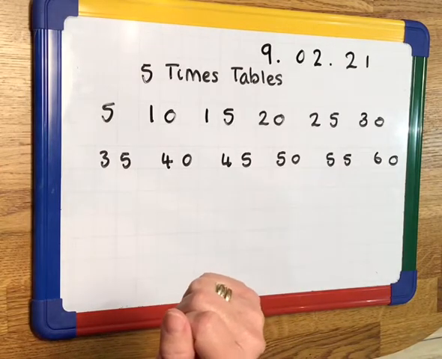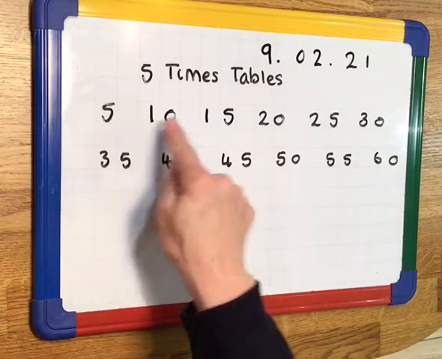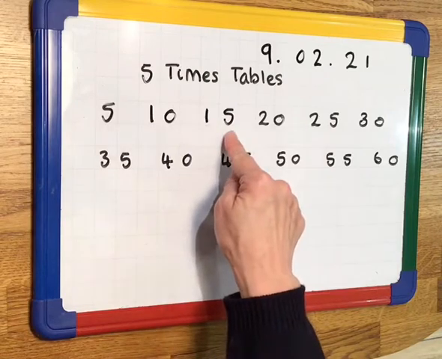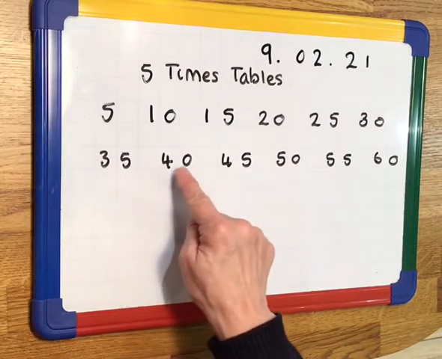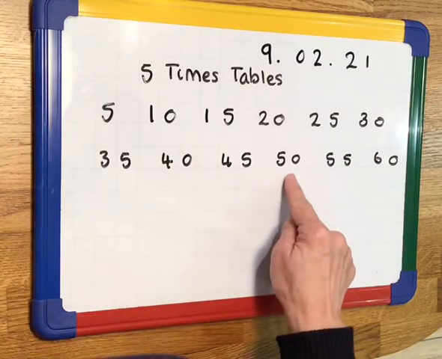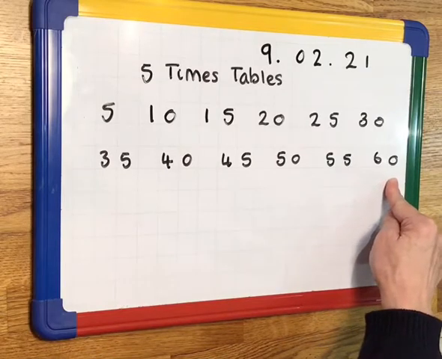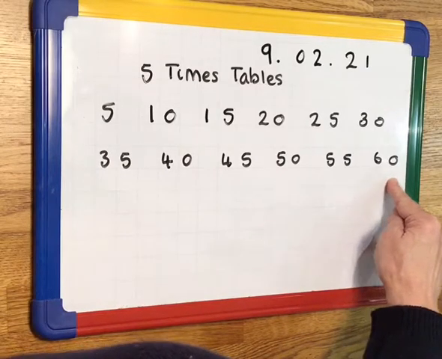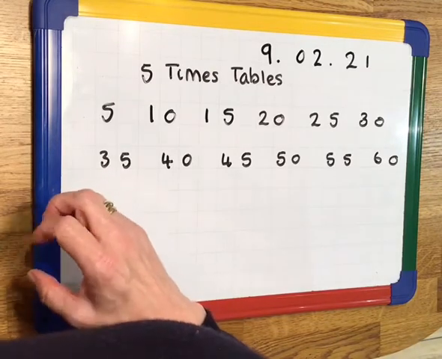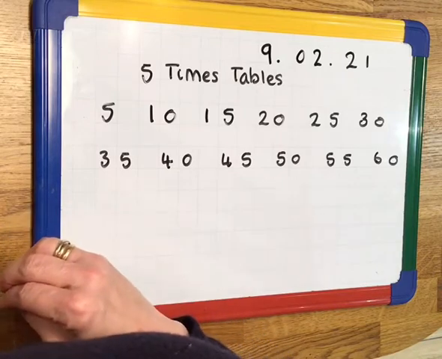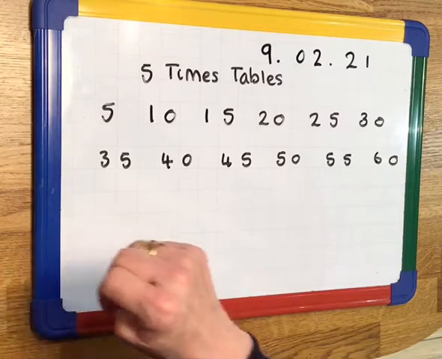That's right children, I think you spotted the pattern is in the ones column. 5 ones, 0 ones, 5 ones, 0 ones, 5 ones, 0 ones, 5 ones, 0 ones. So our pattern is 5 and 0. That means that the numbers in our 5 times table, because when we're counting in fives we are saying our 5 times table, will all end in 5 or 0.